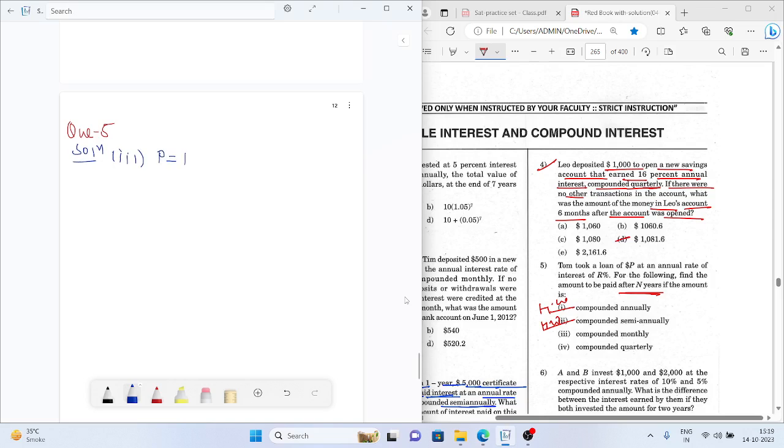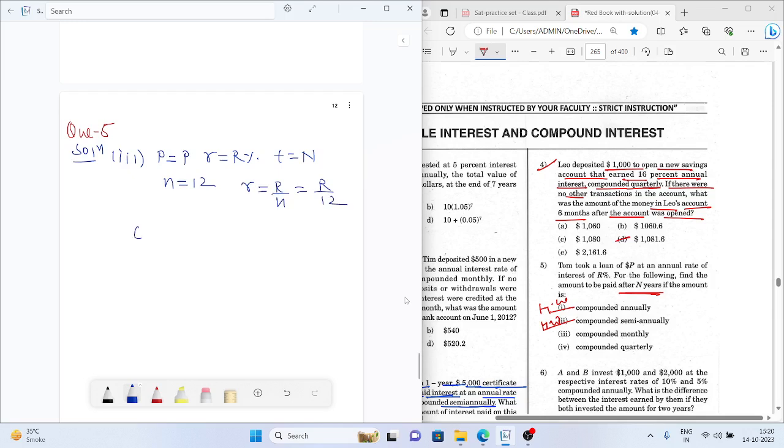Principal as P, rate as R percent, and time as T in years. So for compounded monthly, what is the value of small n? It is 12, right? And what is the effective rate of interest? It is R by N, which is R by 12.